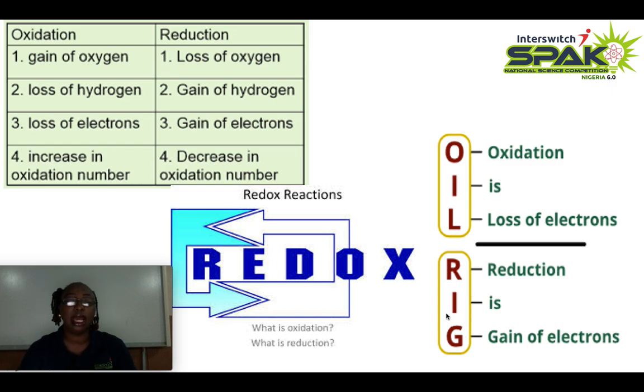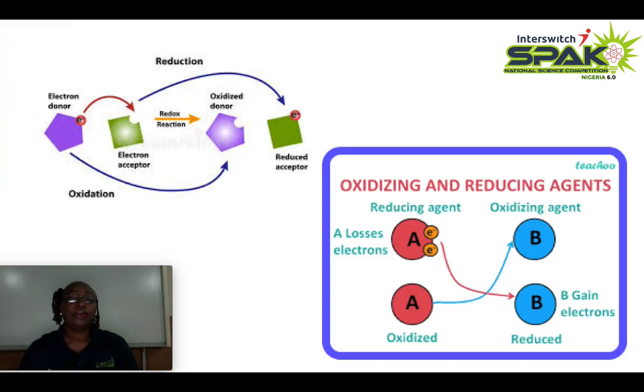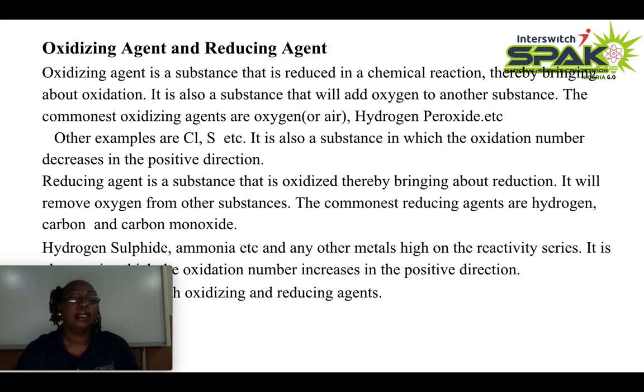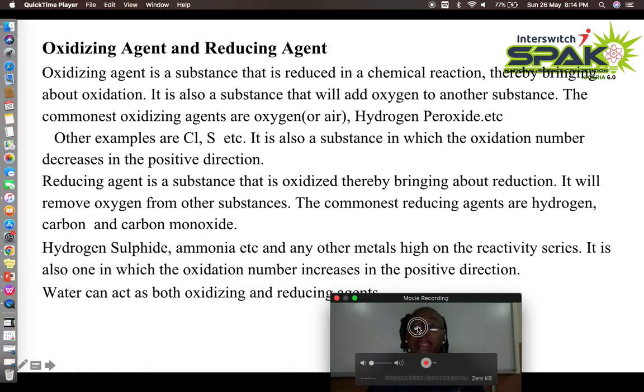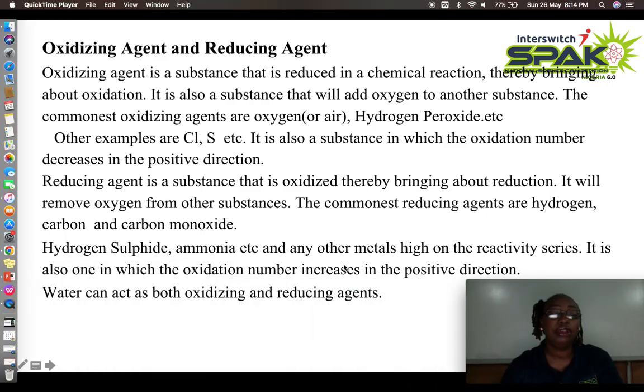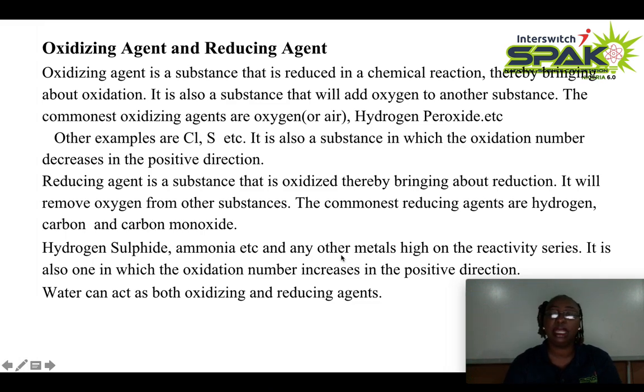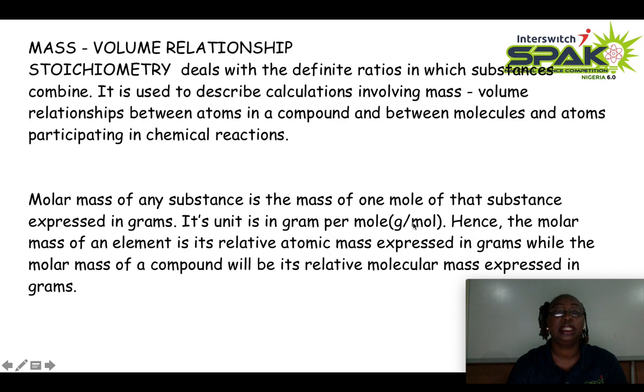These two reactions coming together is known as redox. So a redox reaction is a reaction whereby reduction and oxidation are going on simultaneously in that reaction. We also have reducing agent that brings about reduction, and oxidizing agent that brings about oxidation. So we'll be seeing this in some questions, and I will be explaining further on it. Oxidizing agent is a substance that is reduced in a chemical reaction, thereby bringing about oxidation, while reducing agent is a substance that is oxidized, thereby bringing about reduction. It will remove oxygen from other substances. And we have water that acts as both oxidizing and reducing agents.